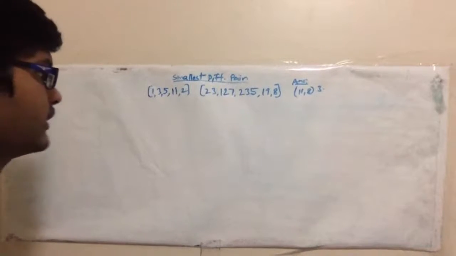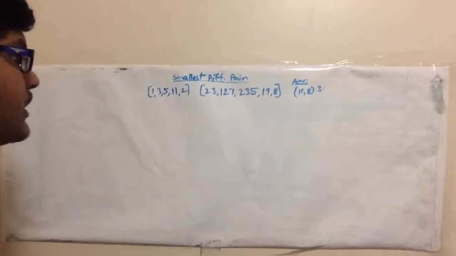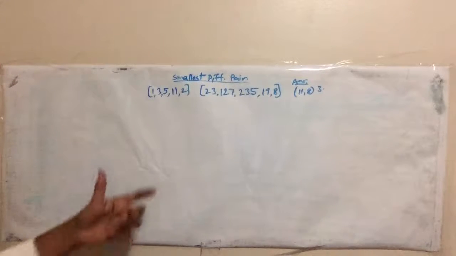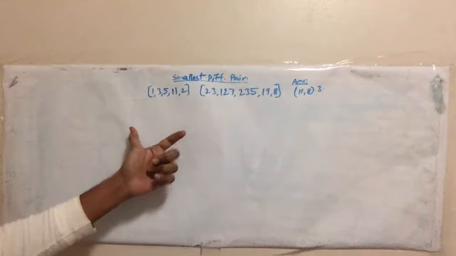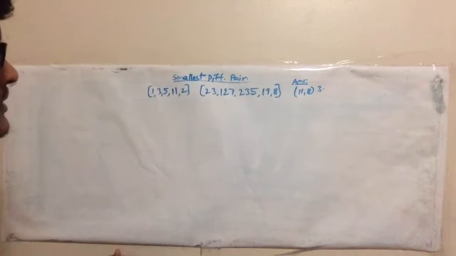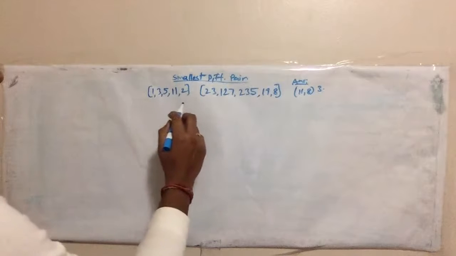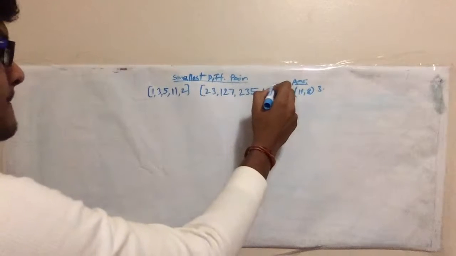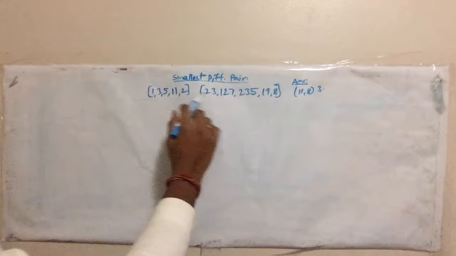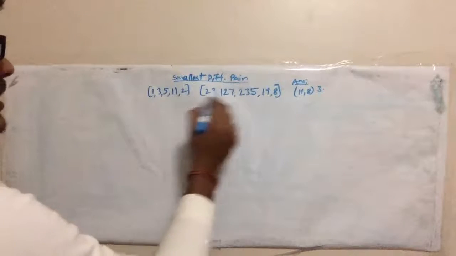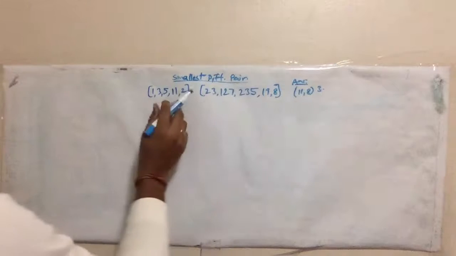Hi, today we would like to be seeing this coding problem, smallest difference pair. In this problem, we have been given two lists such that we need to find a pair that makes the smallest difference. This is list one, list two, and 11 and 8 is the answer for this.